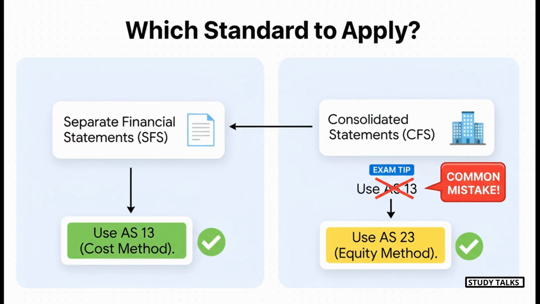In your own standalone books, your separate financial statements, you're absolutely right. You use AS13. But, and this is the whole point of today, when you're preparing the group accounts, the consolidated financial statements, using AS13 is just wrong. For CFS, you must use AS23 and something called the equity method. Getting this one distinction right is half the battle.